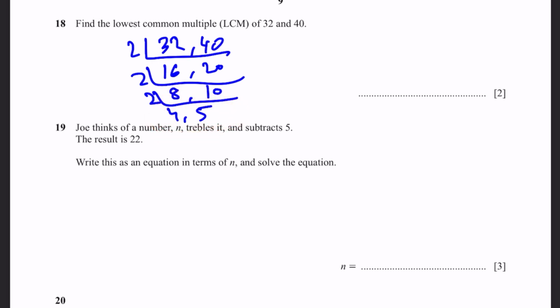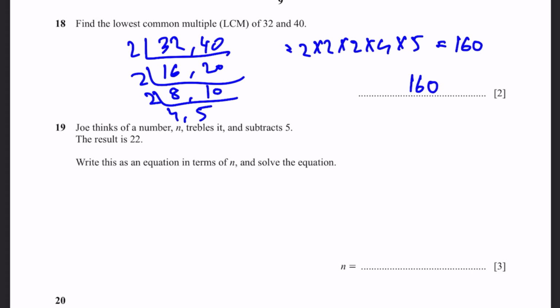Now we can simply multiply all the numbers here and here. So that's equal to 2 into 2 into 2 into 4 into 5. When you get that, it's actually 160. That's the answer. Question 19.